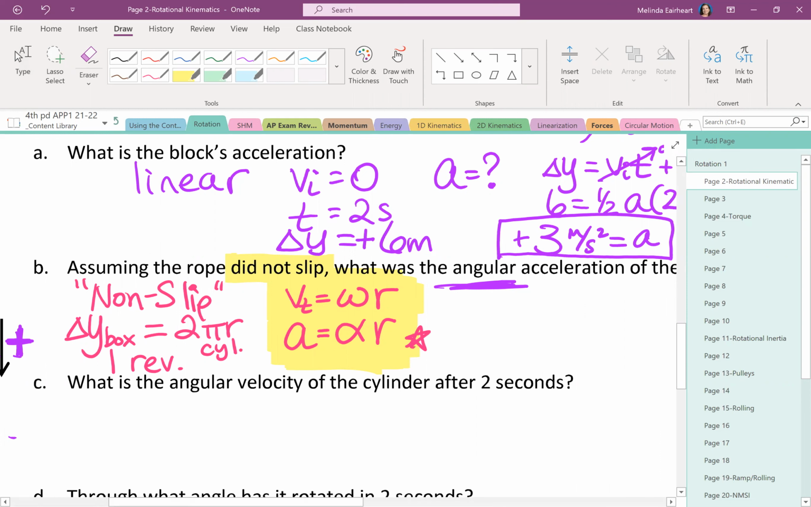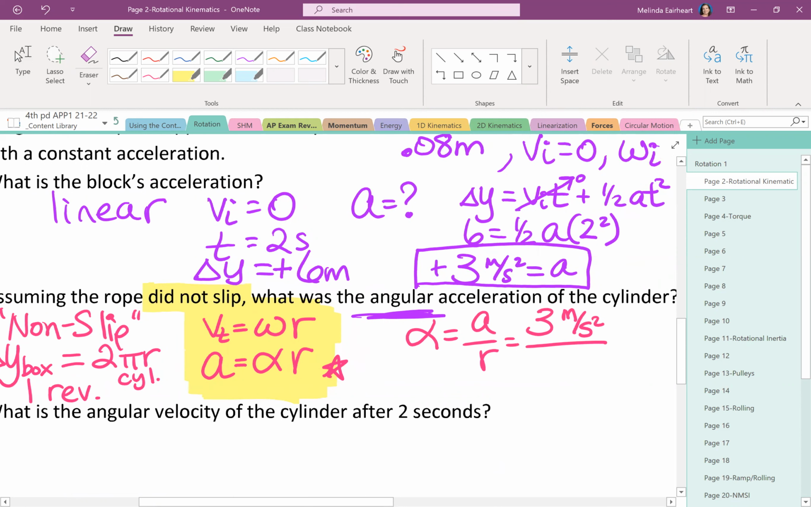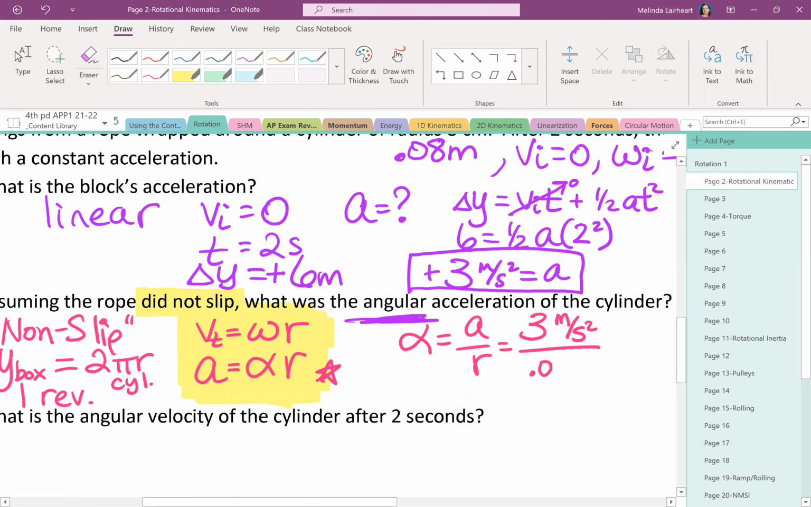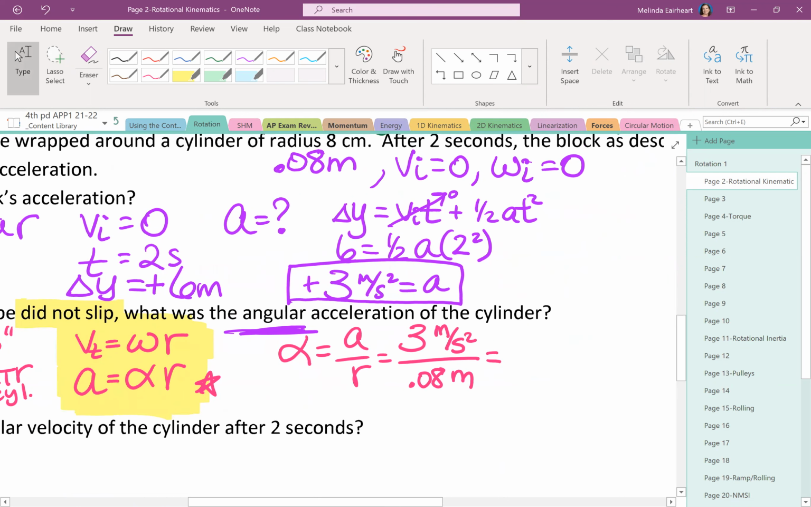Okay. And so for this problem, what are we going to use? We're going to use that acceleration one. We know linear, we now know radius, and so they ask us to find the angular acceleration. And so angular, I'm going to isolate. It'd be that 3 meters per second squared over the radius, someone get calculator ready, 0.08 meters.